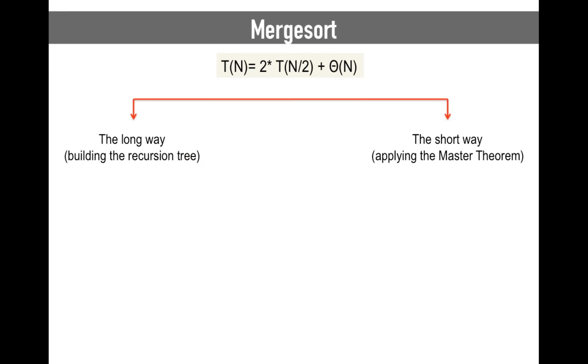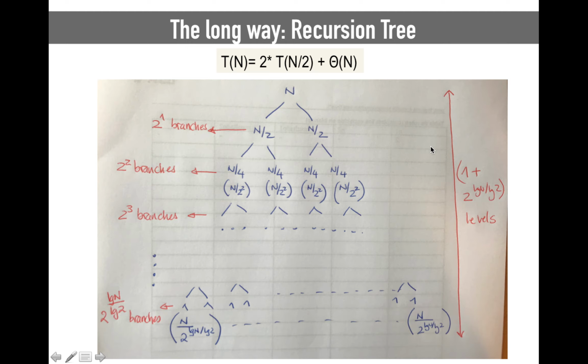And there are two ways of doing this. The long way is building the recursion tree and summing all the elements of the recursion tree. The short way is applying the master theorem. So let's go for the long way first and then the master theorem. The long way is building the recursion tree. So we start with this fixed amount of non-recursive expression. This is n. And then we have twice n divided by 2. And then we go again, divided by 4, divided by 8, etc.